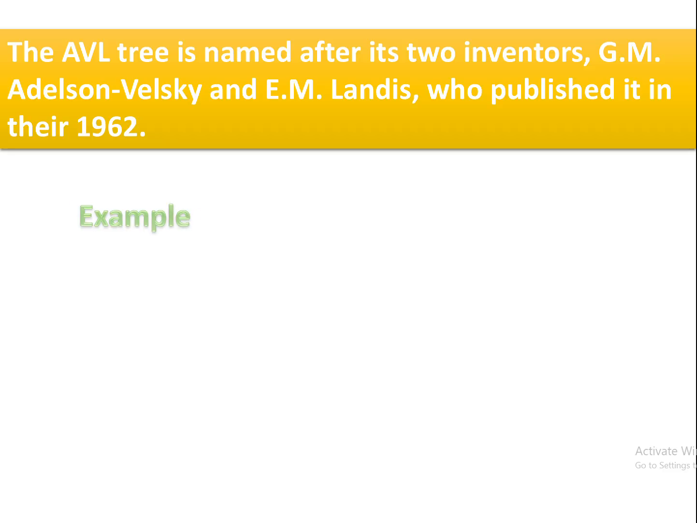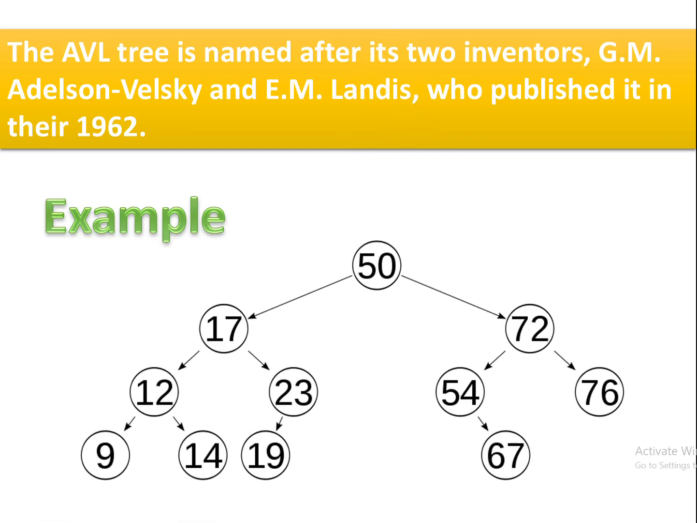An AVL tree is named after its two inventors, G.M. Adelson-Velsky and E.M. Landis. These two inventors published their AVL tree in the year 1962, and this is an example of an AVL tree. Observe here the root node: all the left side values are lesser than the root node, and all the right side values are greater than the root node.